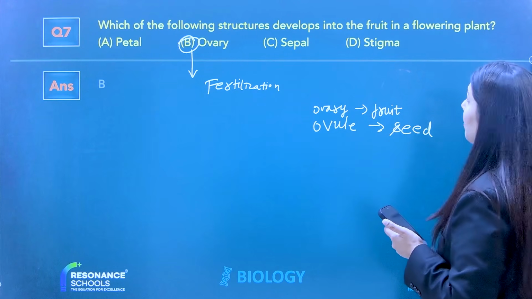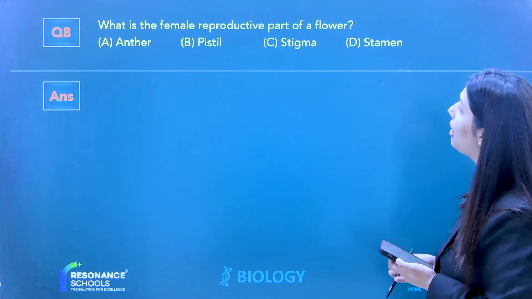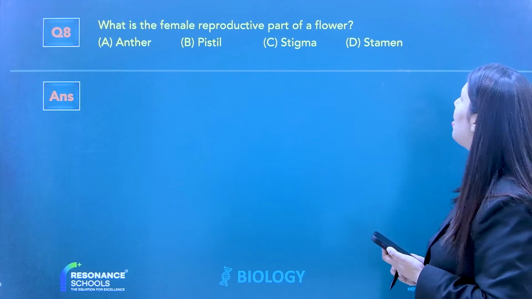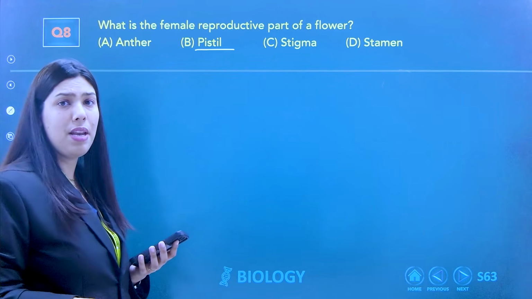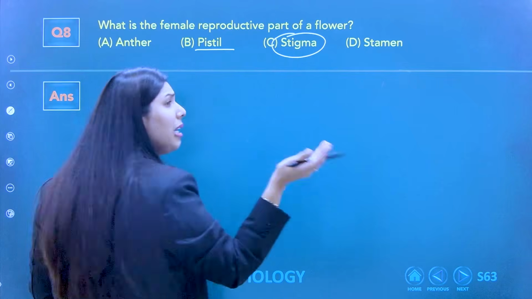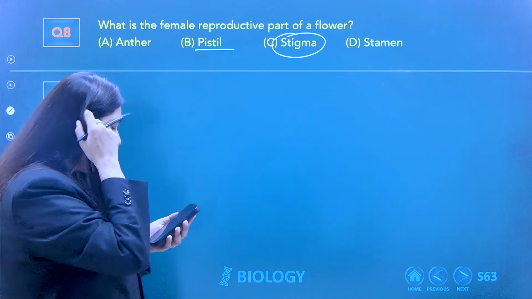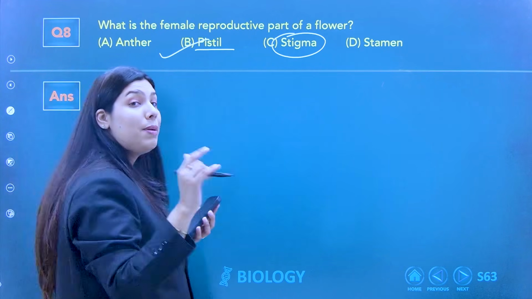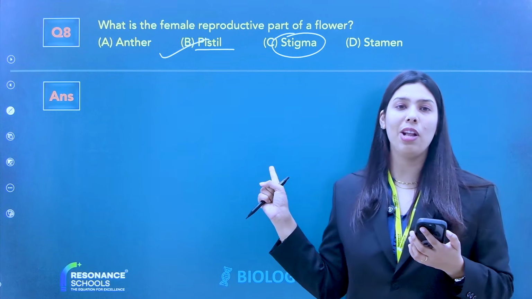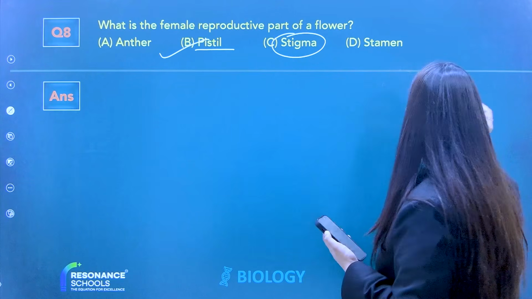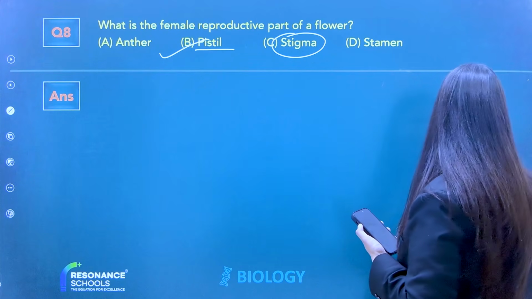What is the female reproductive part? Anthers, pistil, stigma. Here is the confusion. Pistil is the carpel, which is a female reproductive part, but stigma is also an integral part of that carpel. This is a single-correct question, so what do you choose? You choose C, pistil, because in pistil all three parts come. You have to go with the nearest correct option. They can give you a question like this, but you have to think logically. So the answer will be B.